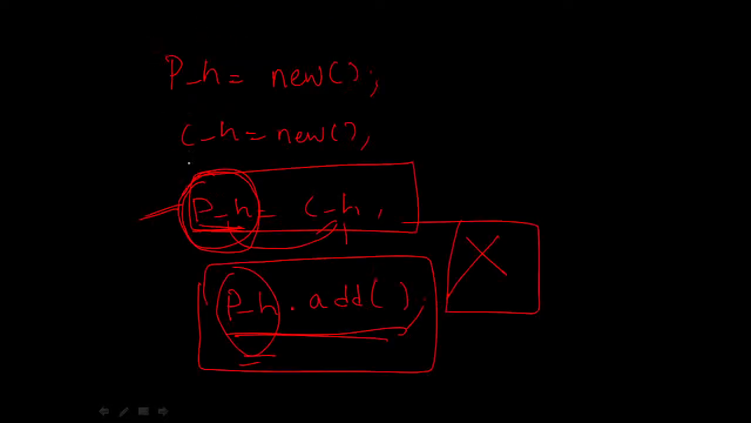Actually, in the previous case, what is happening? p_h is equal to c_h. We are assigning child class to parent class. The parent class is pointing to the child class, and what we think is that we have made the assignment.